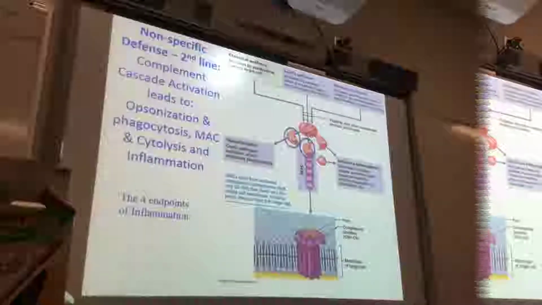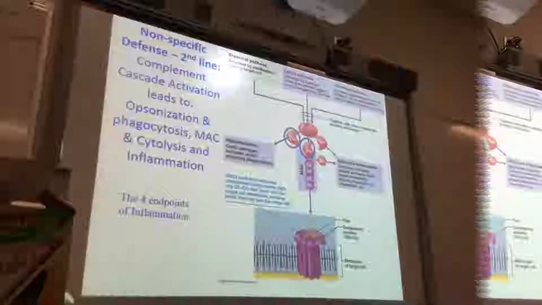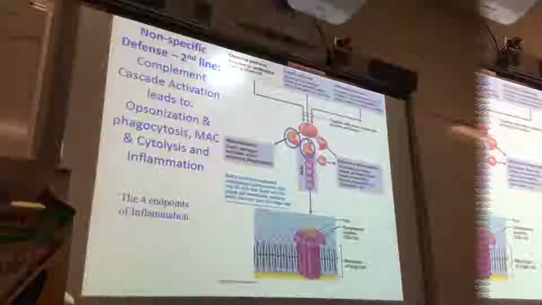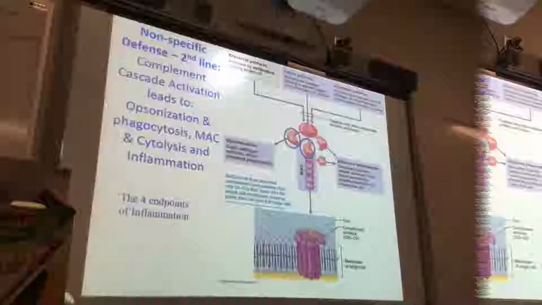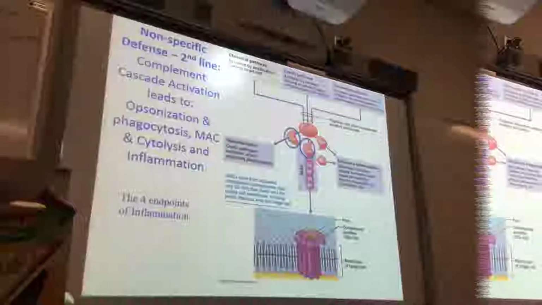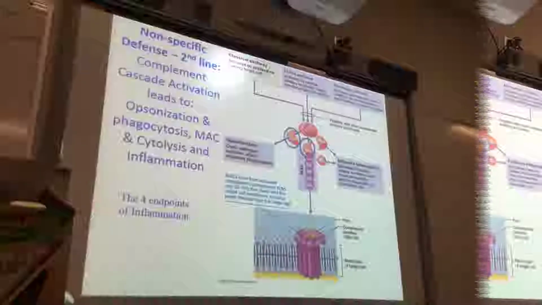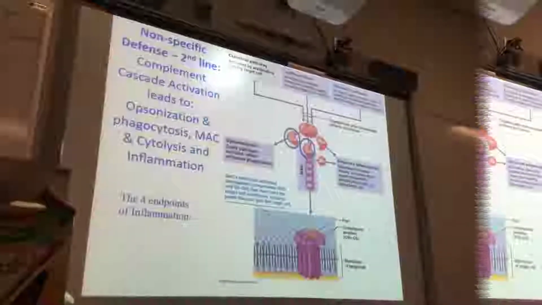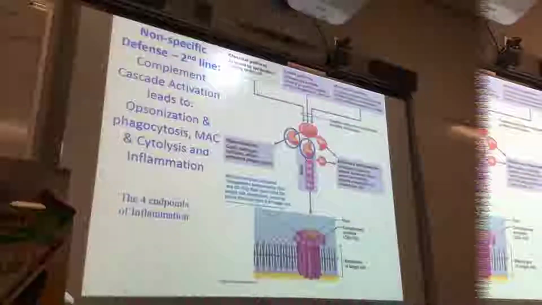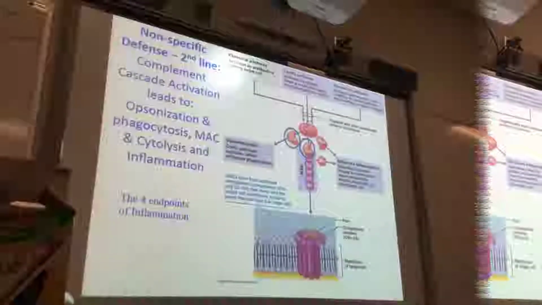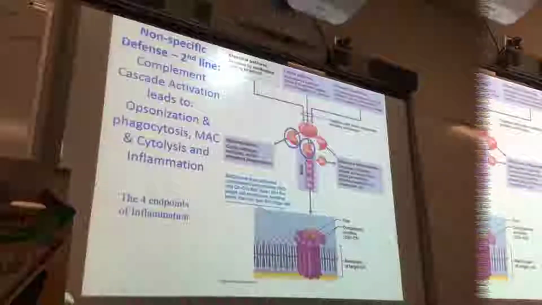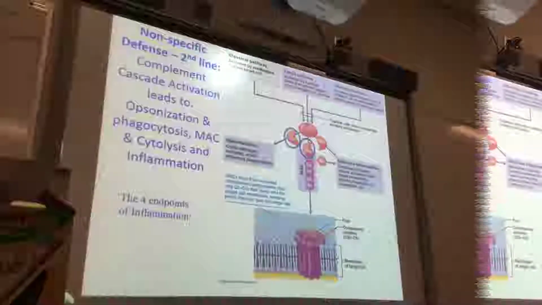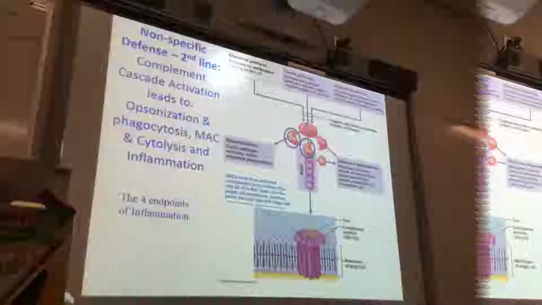So anyway, complement. This is how you activate the complement proteins, and it's kind of complicated. You can activate these complement proteins with the classical pathway, which is the one we're going to focus on because that's what antibodies do. But the point is, you can go through a bunch of biochemistry, and at the end of that biochemistry, you're going to have these activated complement proteins.